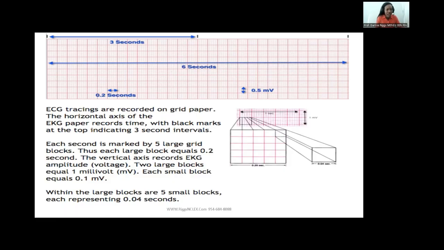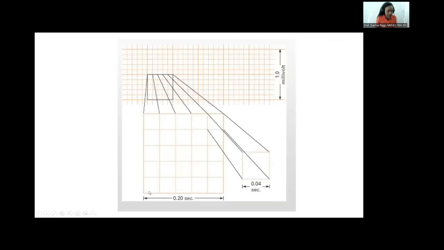Repeat one more time. Every big box where you see the dark pink has 5 little boxes. Each little box is in time worth 0.04 seconds. You multiply that by 5 to get the time frame of a big box, and that is 0.20 seconds. Here's another view of that: 1, 2, 3, 4, 5. So that's 0.04 times 5 equals 0.20 seconds. Keep that in mind.